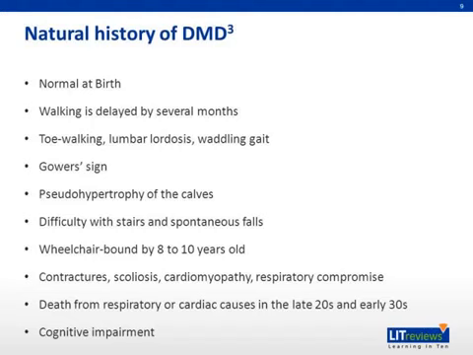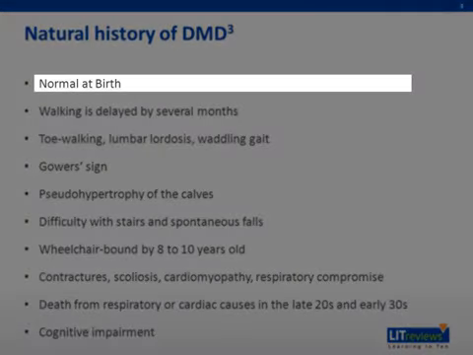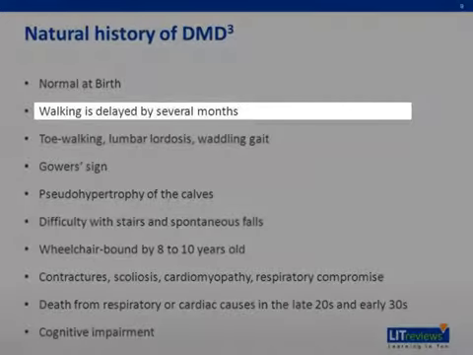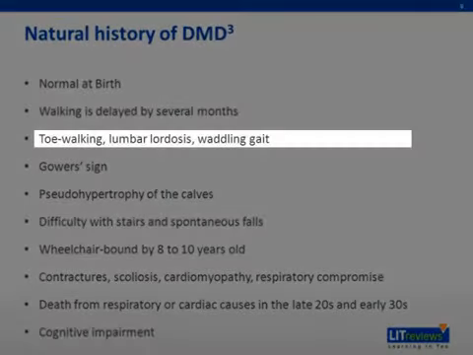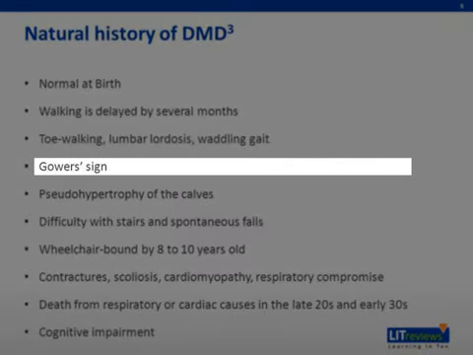In Duchenne muscular dystrophy, boys are born normal at birth. Typically, independent walking is delayed by several months. After starting ambulation, they are often noted to be quote-unquote toe walkers and have progressive lower extremity weakness. They develop lumbar lordosis and a waddling gait due to hip extensor weakness. Gowers sign, a maneuver by which one stands by walking up the legs with his hands, becomes apparent.